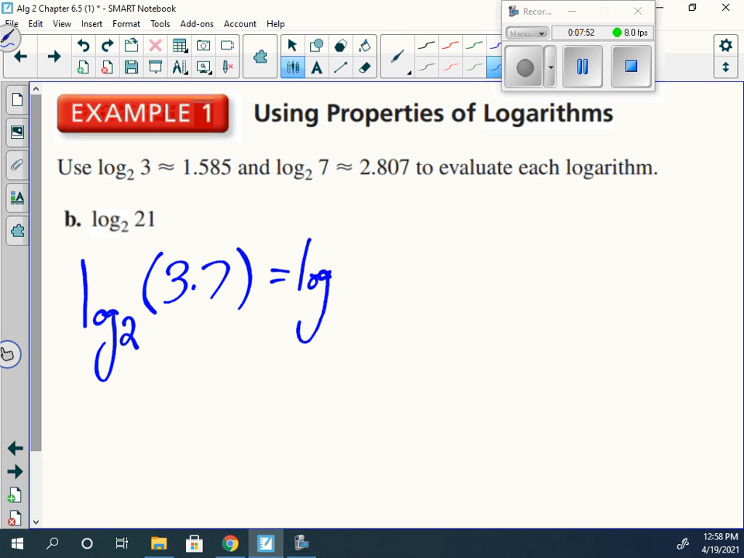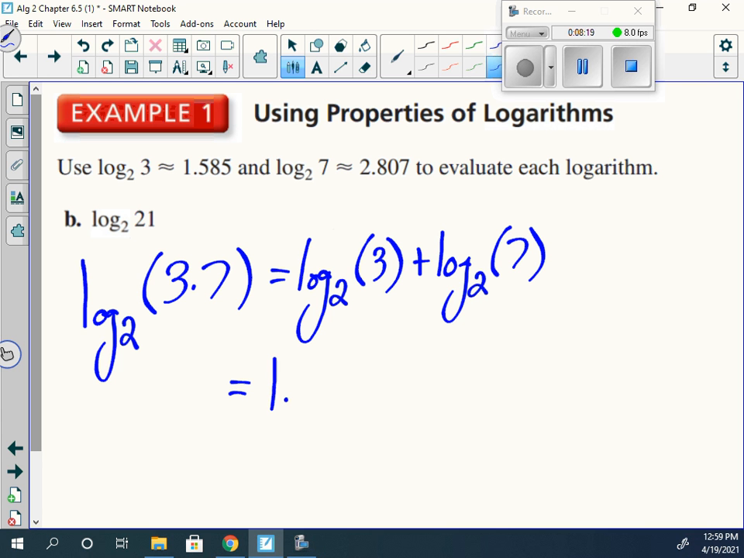Because I have 2 things being multiplied inside the logarithm, we can split them up and rewrite them as addition. Because of our properties of logarithms, we can rewrite this as addition. 3 times 7 inside the logarithm can be rewritten as log base 2 of 3 plus log base 2 of 7. Now log base 2 of 3 we said is 1.585. And log base 2 of 7 is 2.807.